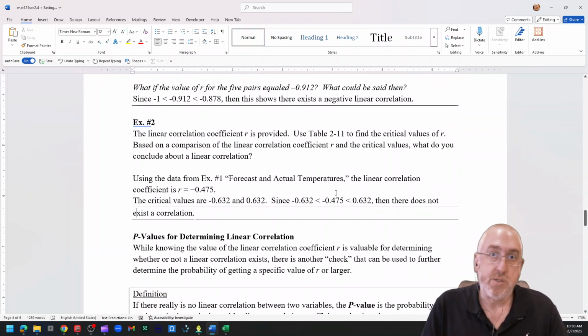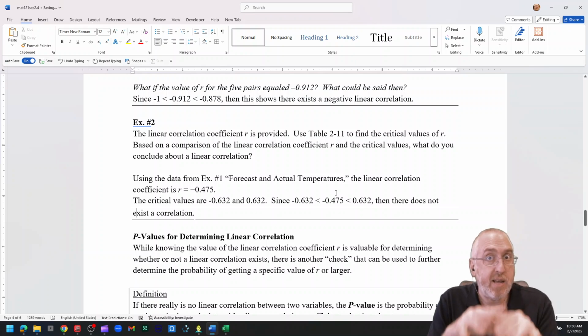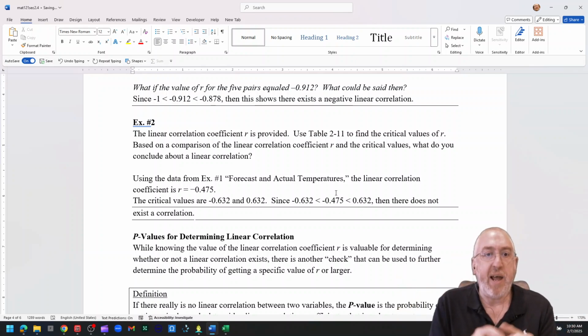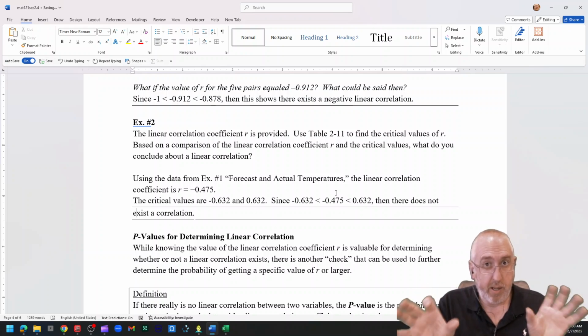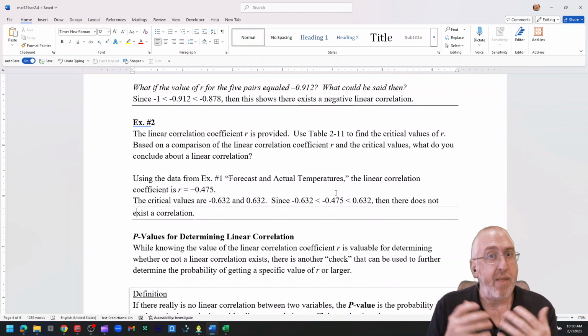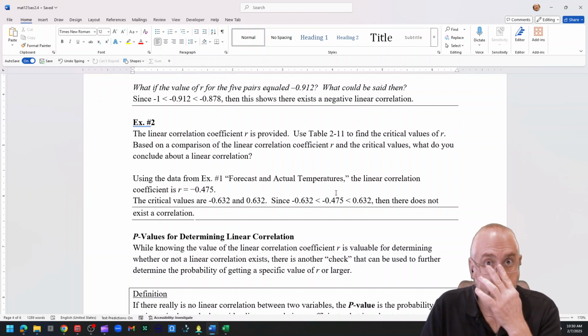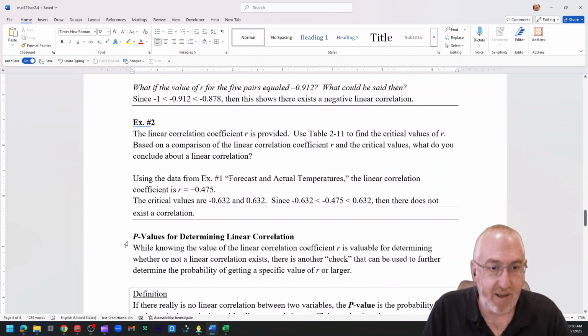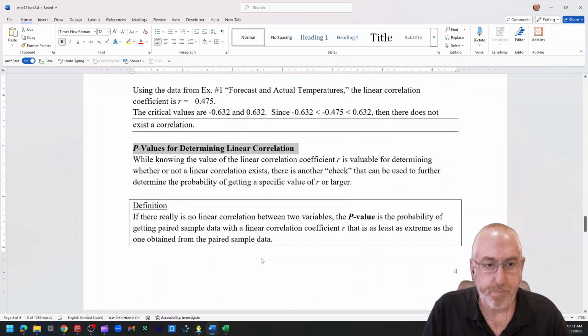All right, so we have our scatter plots. That gives us a visual. We have our R values. That's a little bit more specific. Now it determines three buckets. That determines if there's correlation or not. And then there's a third check that we can look at, which is looking at the p-values. P-values for determining linear correlation.